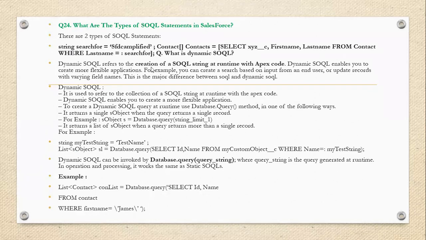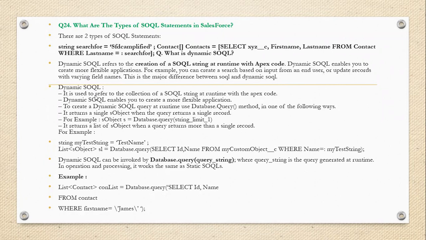Dynamic SQL refers to the creation of SQL at runtime, where the Apex code and dynamic SQL enable you to create more flexible applications. For example, you can create a search based on the input from the end user, and update records with a varying first name. This is the major difference between static and dynamic SQL.